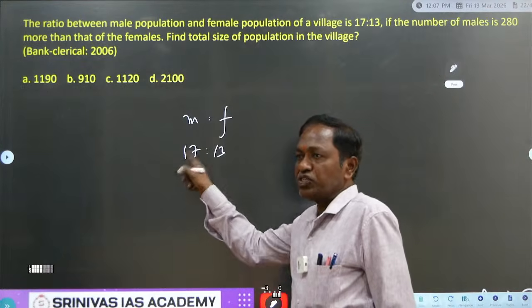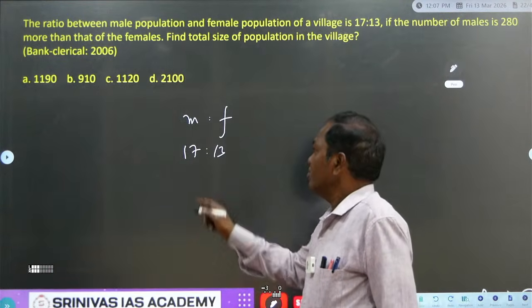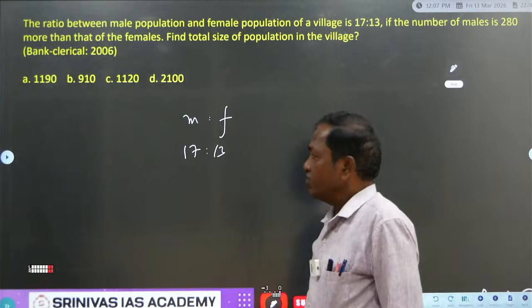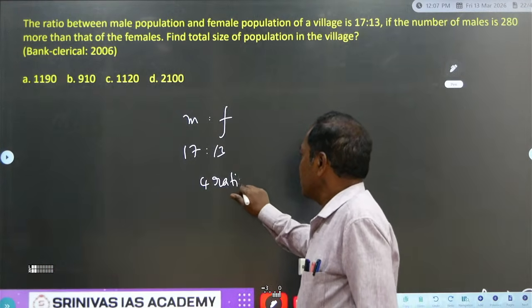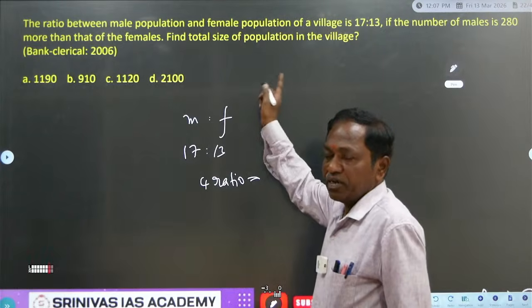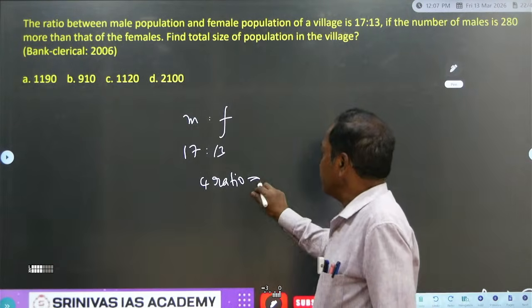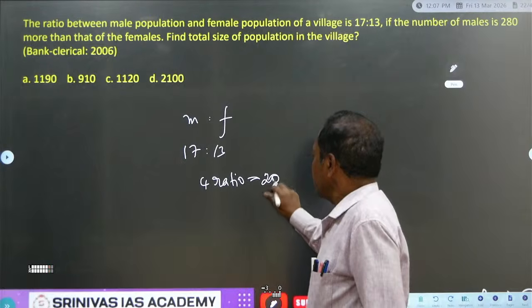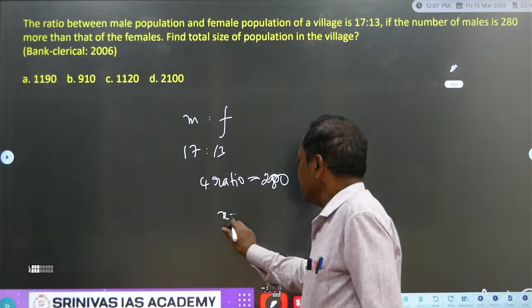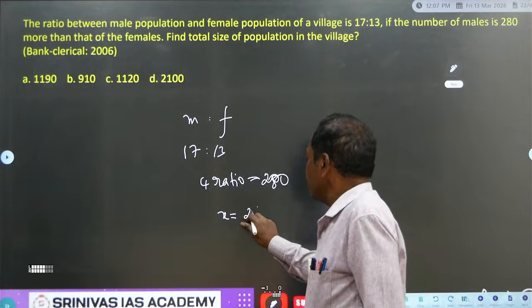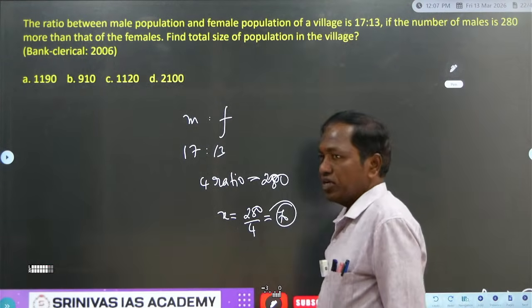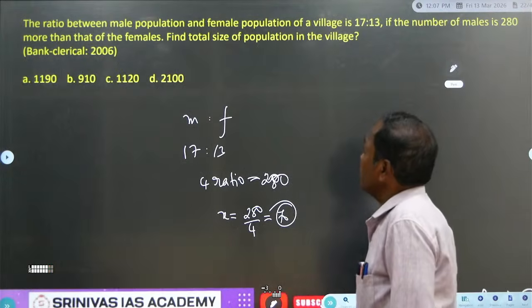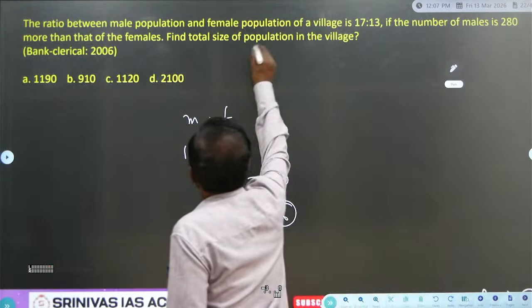What is the more ratios here? 4 ratios, and 4 ratios equal to how many in terms of numbers more? 280. You have to equate 280. It means one ratio is what? 280 by 4, 70. X value is 70. Then find the total size of the population.